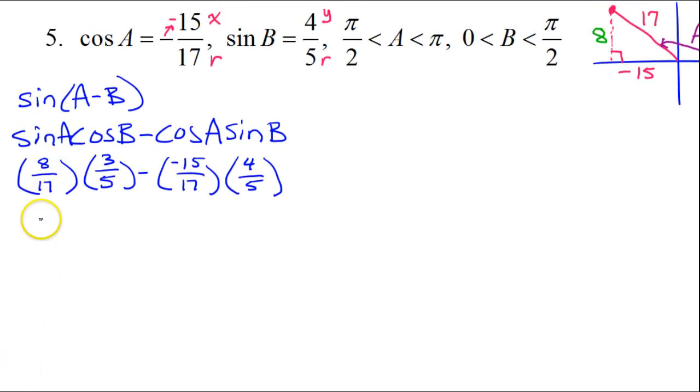Alright, 8 times 3 is 24, so I'm going to have 24. 17 times 5 is 85. Now this is going to be minus a negative, so I know this is going to wind up being addition, so I'm just going to go ahead and put addition, and it will be 85. 4 times 15 is 60. Alright, so that's 84 over 85.